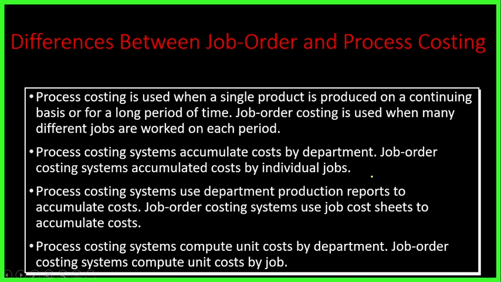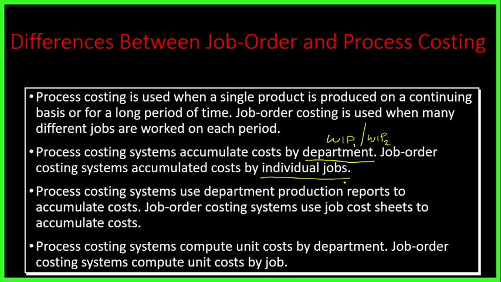Okay, for process costing, this accumulates cost by department. Okay, so by department, ibig sabihin by work in process 1. Okay, in some books you will see work in process 1 and work in process 2. Okay, this means that this is a work in process account maintained in department 1, and this one is work in process maintained in department 2. For job order costing systems, the costs are accumulated by individual jobs.